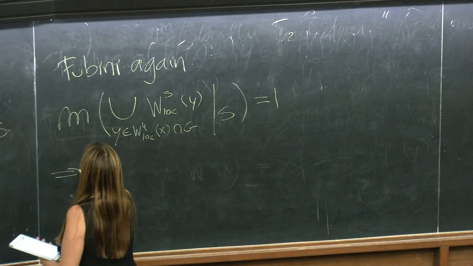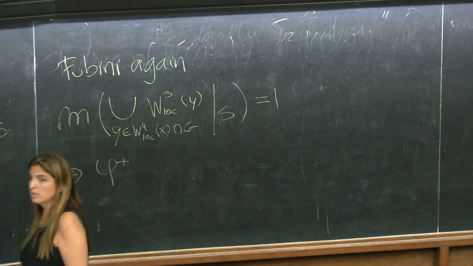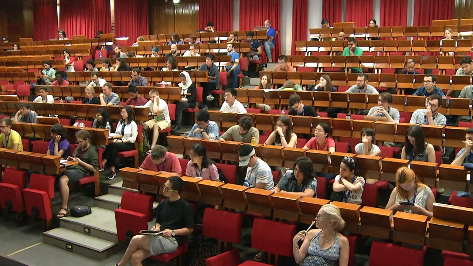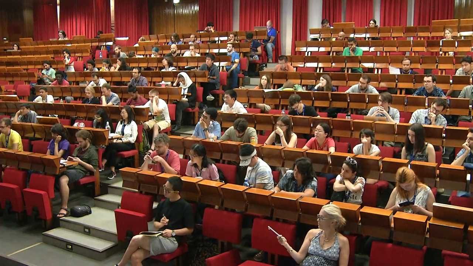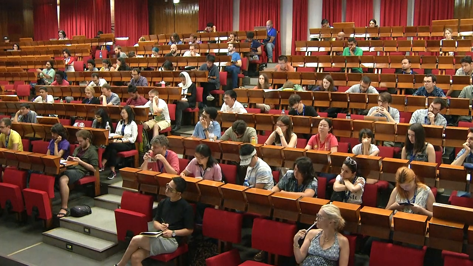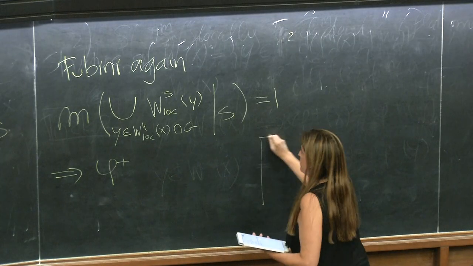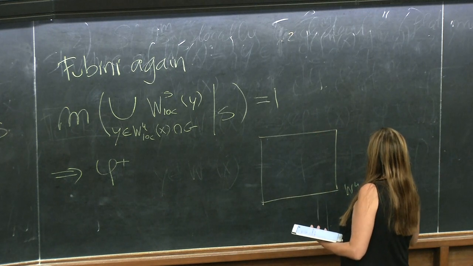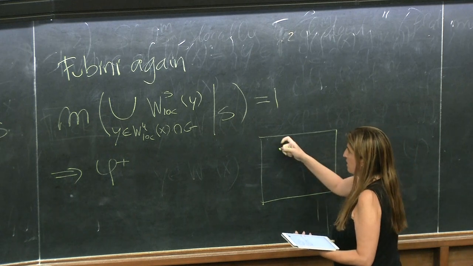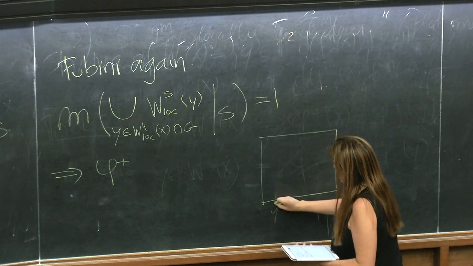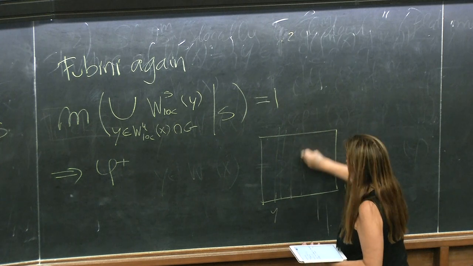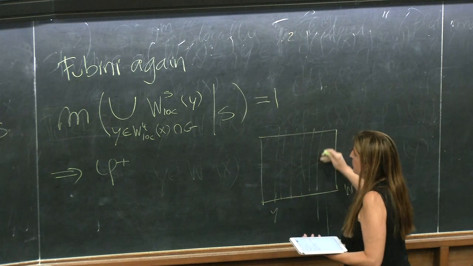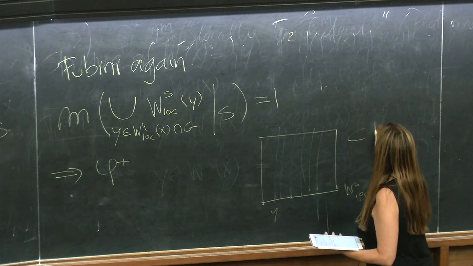So this implies that phi. No, here M is the big measure. Yes. Because here we are taking W^u_loc of x, and then we are taking the union of all the stable manifolds on x that belong here. So this will be contained in the two terms.